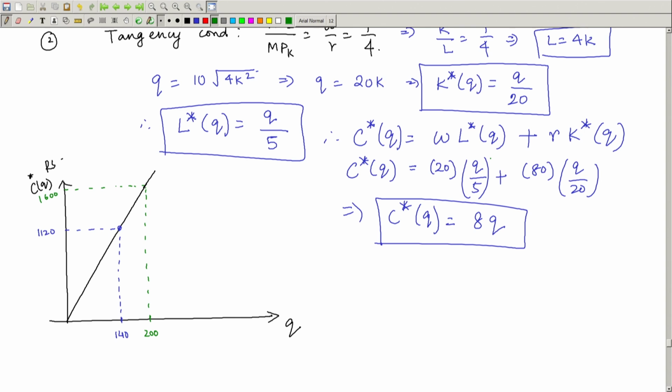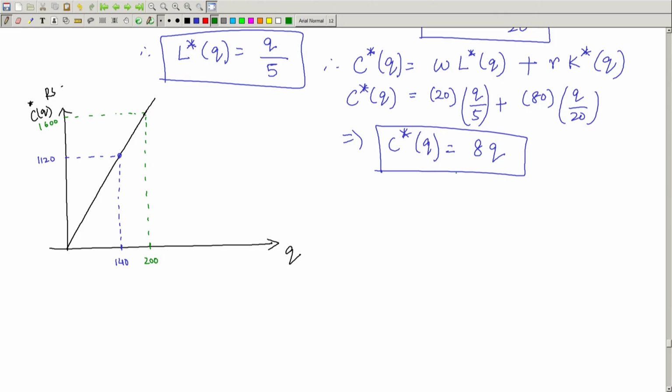Now, why does cost increase as I produce more units of output? Well, to produce more units of output using the given technology, you will need more inputs. You will use more labor, and likely more capital, which will therefore mean that your cost has also increased. So, this is the cost function.